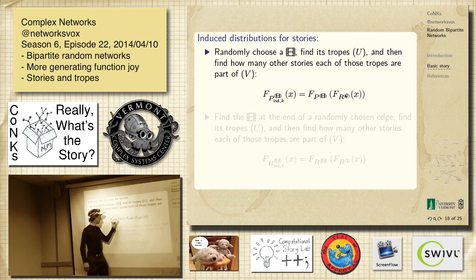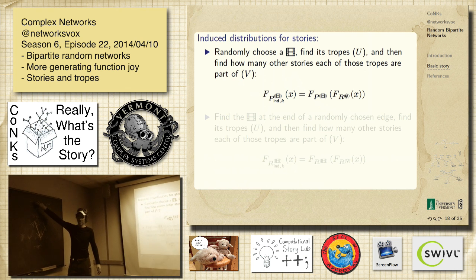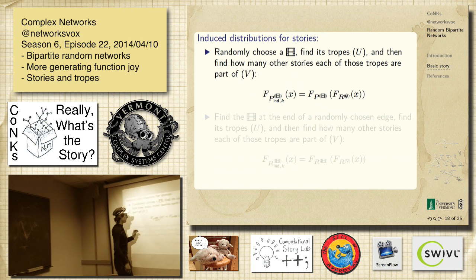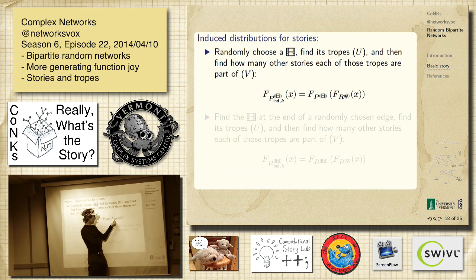So the generating function for the degrees of these up here is formed by the generating function for the number of stories a trope is part of. That's the probability that a trope, with an R sub k, is part of k stories. That's your 8-sided die. That's the V, and this is the U part: the number of tropes that a randomly chosen story is part of.